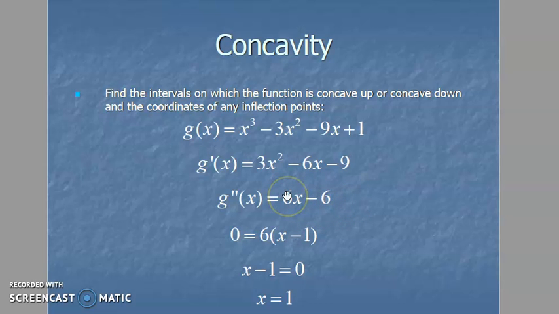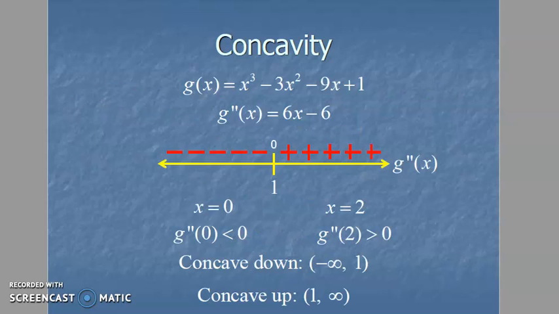So when second derivative is equal to 0, we will get x equal to 1. So the point of inflection is x equal to 1. Now we will look at what is the behavior of the second derivative when x is greater than 1 and x is less than 1.